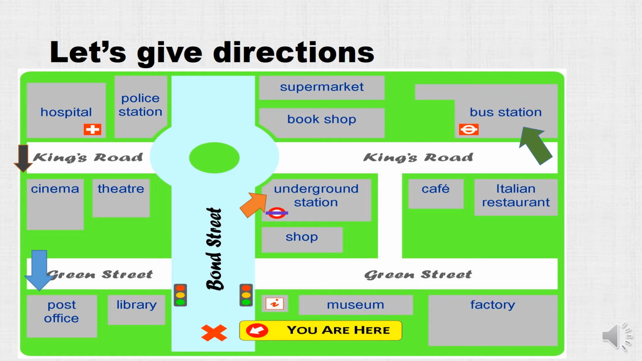Now we will practice from X to the underground station. We will call this B. Go straight on, go past the traffic lights, you will see a shop on the right. Go past that and it is on the right next to the shop.